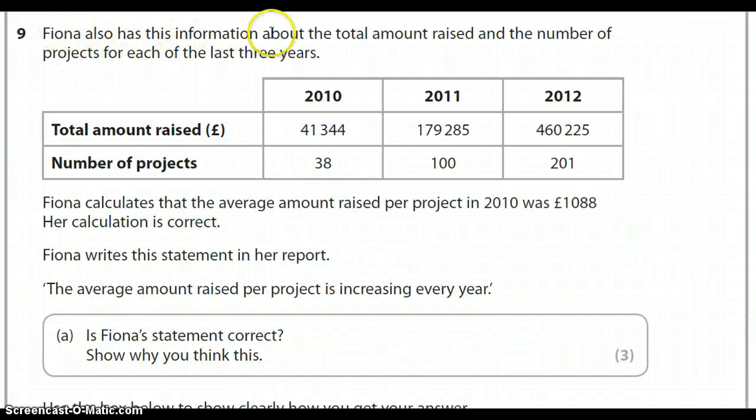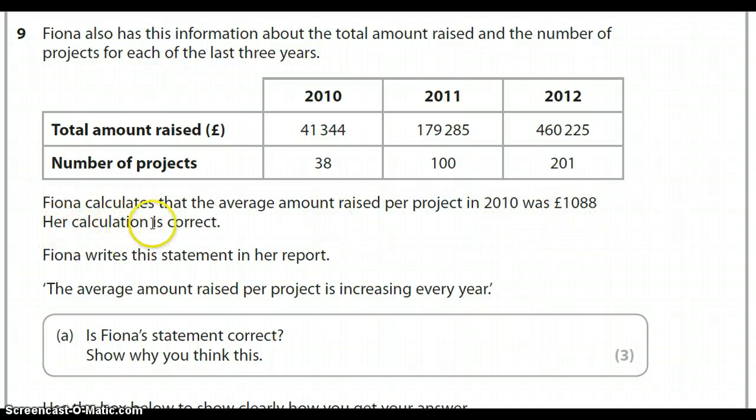Fiona also has this information about the total amount raised and the number of projects for each of the last 3 years. That amount: 2010, 2011, 2012. Total amount raised, pounds, number of projects. Fiona calculates that the average amount raised per project in that year was that amount.